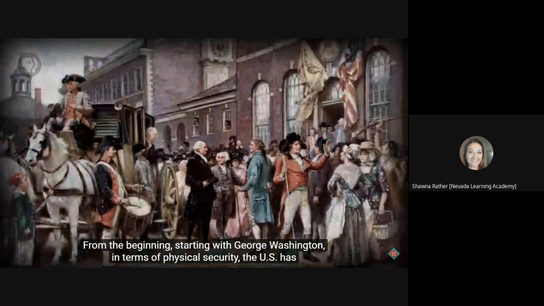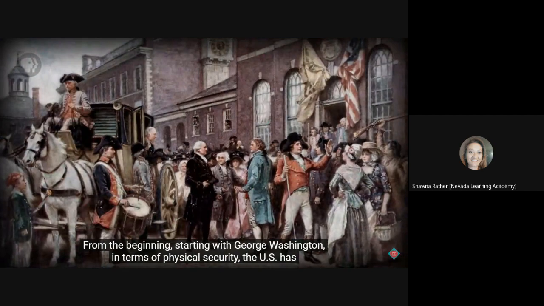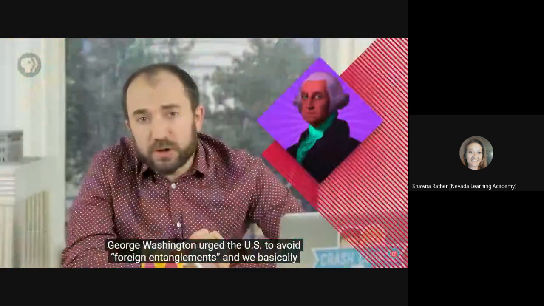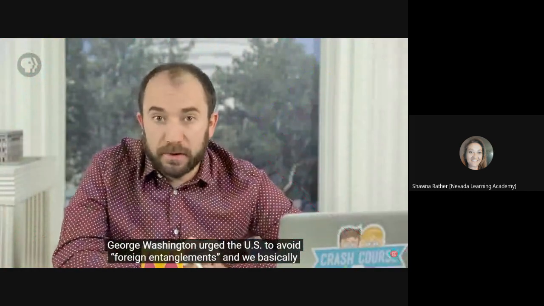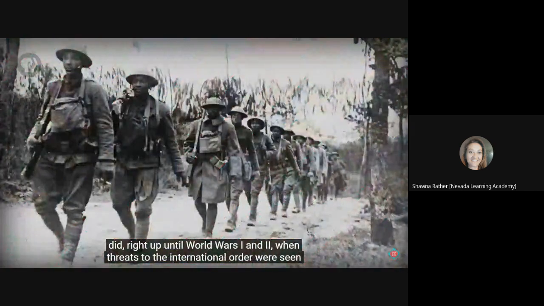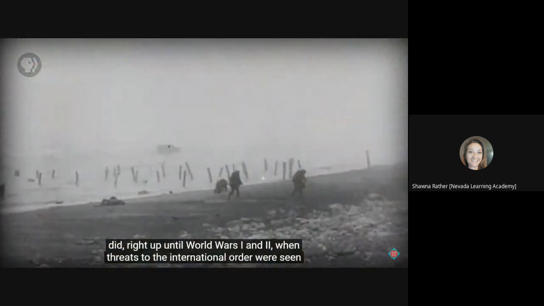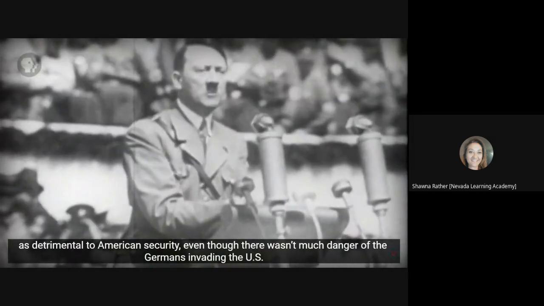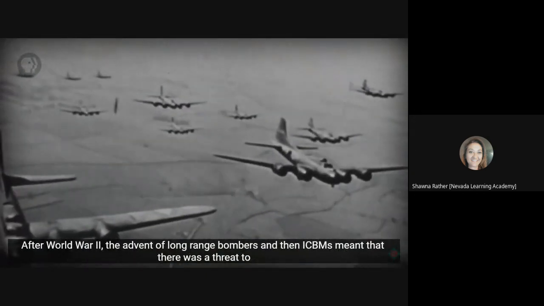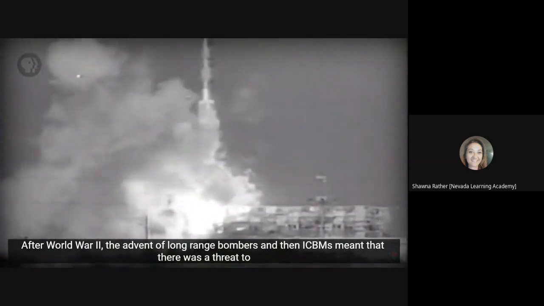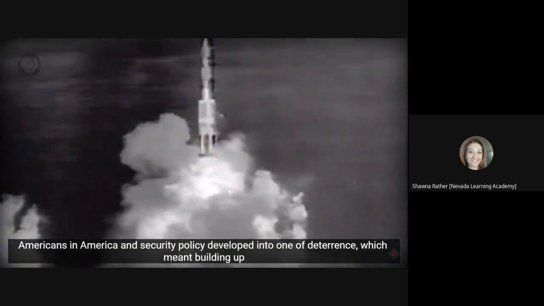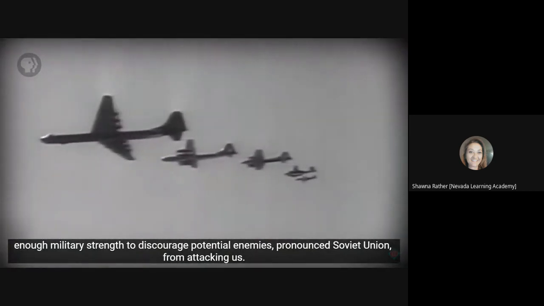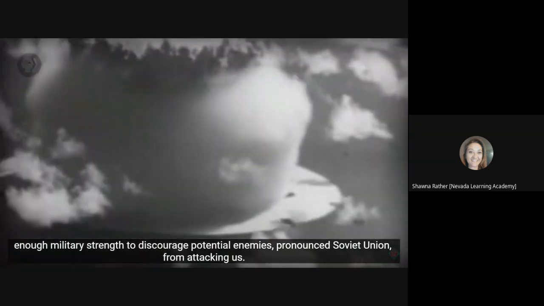From the beginning, starting with George Washington, in terms of physical security, the US has been pretty isolationist, although Canadians and Mexicans would probably disagree. George Washington urged the US to avoid foreign entanglements, and we basically did right up until World Wars I and II, when threats to the international order were seen as detrimental to American security, even though there wasn't much danger of the Germans invading the US. After World War II, the advent of long-range bombers and then ICBMs meant that there was a threat to Americans in America, and security policy developed into one of deterrence, which meant building up enough military strength to discourage potential enemies, pronounced Soviet Union, from attacking us.